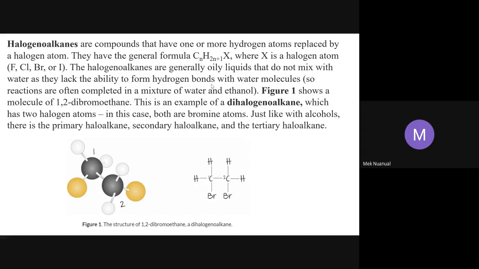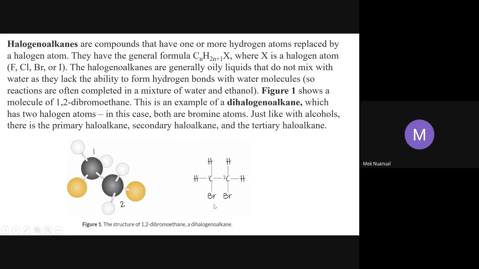All right, so let's see. What am I looking at in this picture here? We're looking at just how we made a halogenoalkane with a bromine. Nothing big deal here. Now this one, again, you need to know that they will not mix well with water. They can't really form hydrogen bonds with the water, and so in these reactions, they're often completed in a mixture of water and an alcohol.